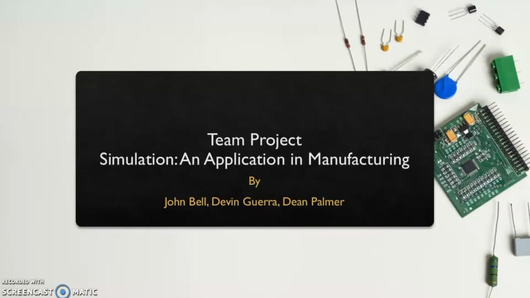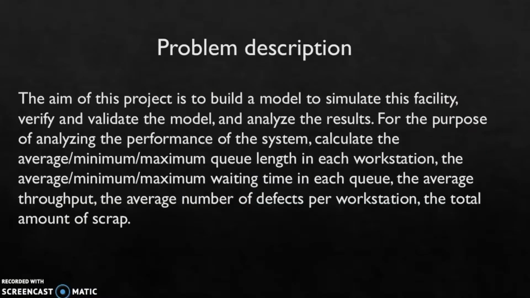I worked alongside Devin and Dean in this team project where we used Excel VBA to do a simulation of Abbott's manufacturing lines. So the goal or aim of this project is to build a model to simulate the Abbott facility. This will verify and validate the model and analyze the results.